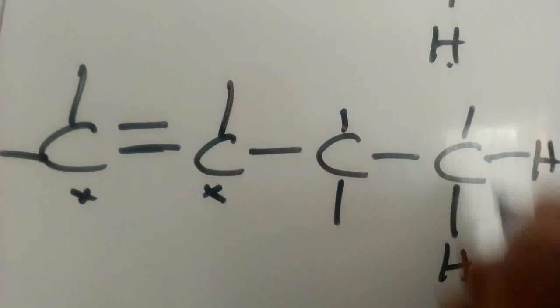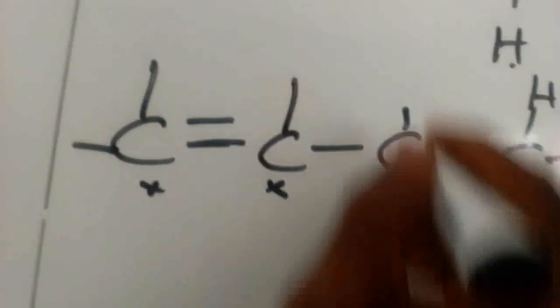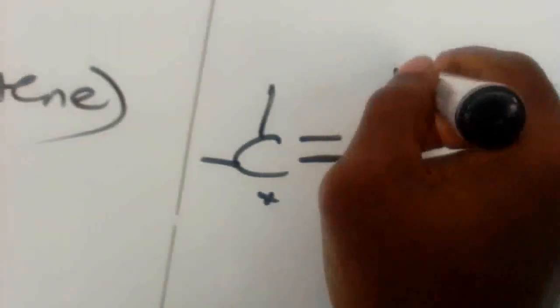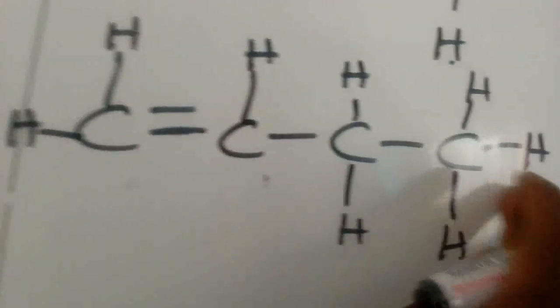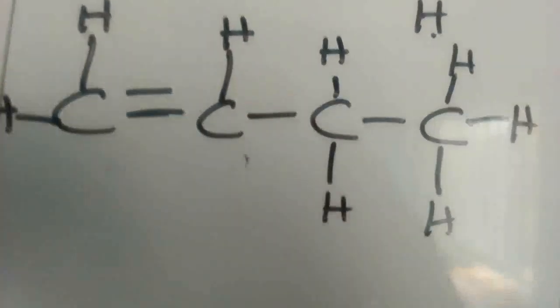Hydrogen, hydrogen, hydrogen, hydrogen, hydrogen, hydrogen, hydrogen, hydrogen. Okay. If you count the carbon, there are 4 in number. Hydrogen, there are 8 in number.